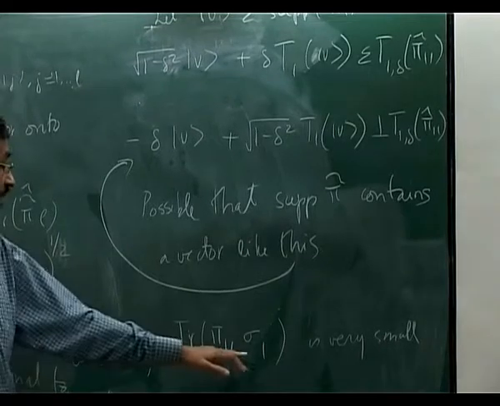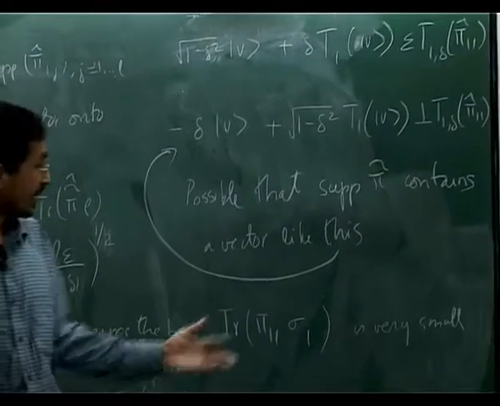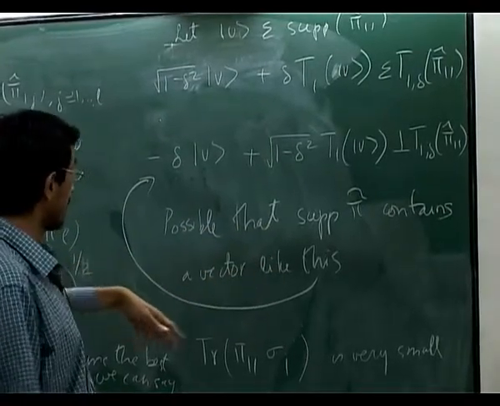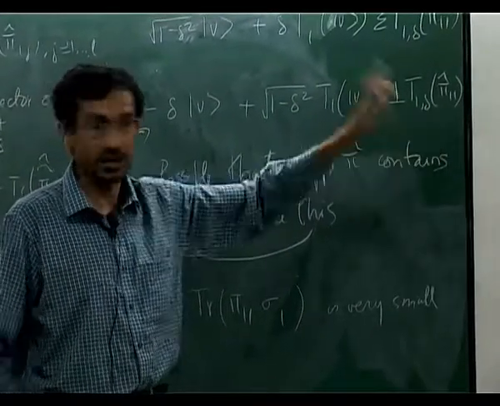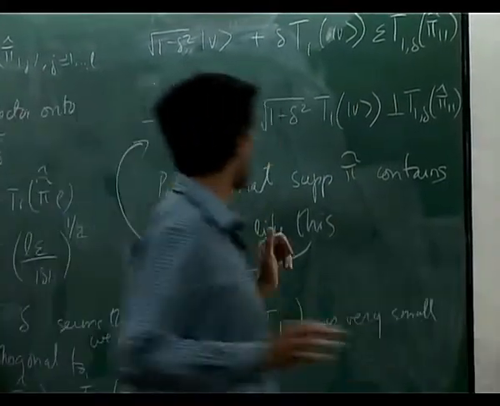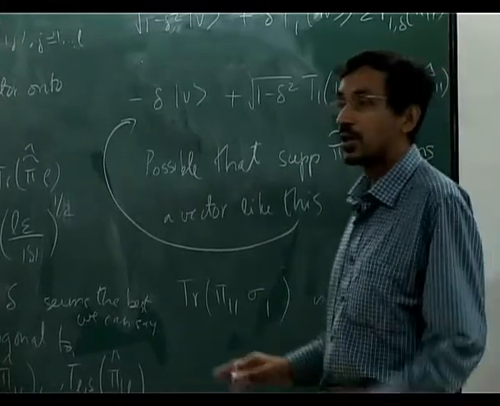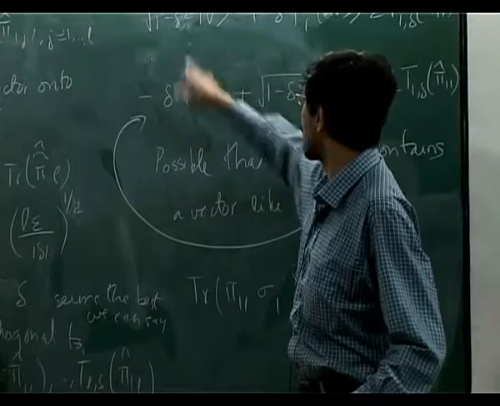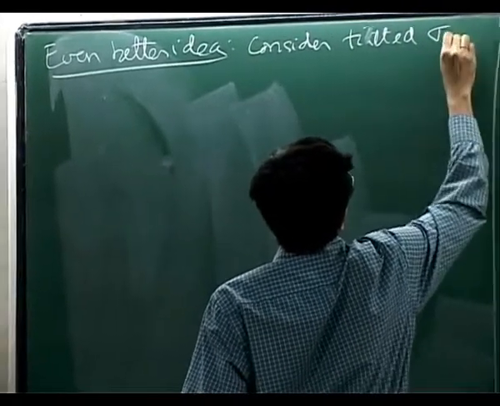Suppose we can do something. Suppose instead of the old sigma 1, we can tilt sigma 1, suppose we can tilt sigma 1 to be orthogonal to this, actually. I'll tell you in a moment what I mean by that. So instead of working with the original sigma 1, we'll look at tilted versions of sigma 1. And now the support of sigma 1 will not have vectors in the original Hilbert space, but they will be tilted, and maybe tilted in such a way that amplitudes will cancel, something like this. Okay? So the better idea is to consider, this is the intuition, tilted sigma j also.